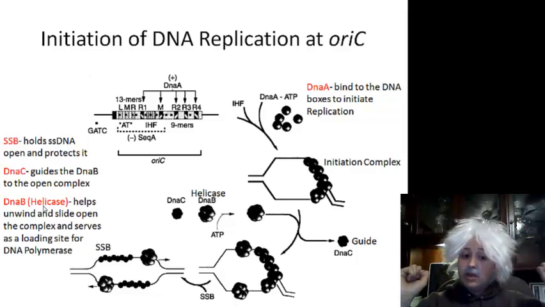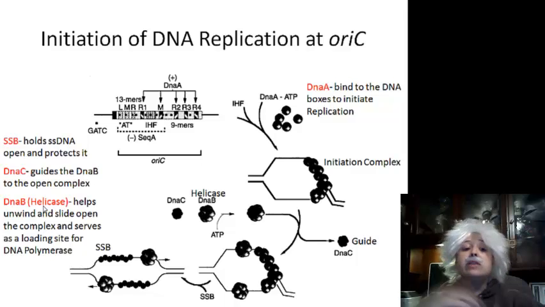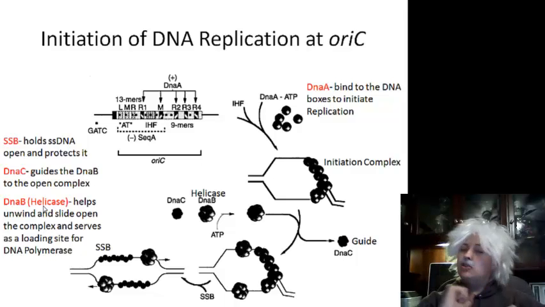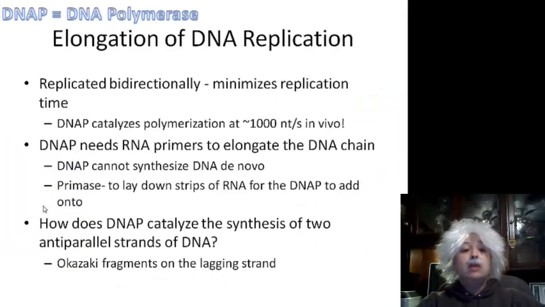Helicase not only opens the double-stranded DNA into single-stranded, it also is a loading site for DNA polymerase. Do you remember what DNA polymerase adds? DNA! Good job! So, DNAP is going to be short for DNA polymerase. We are going to cover elongation next.